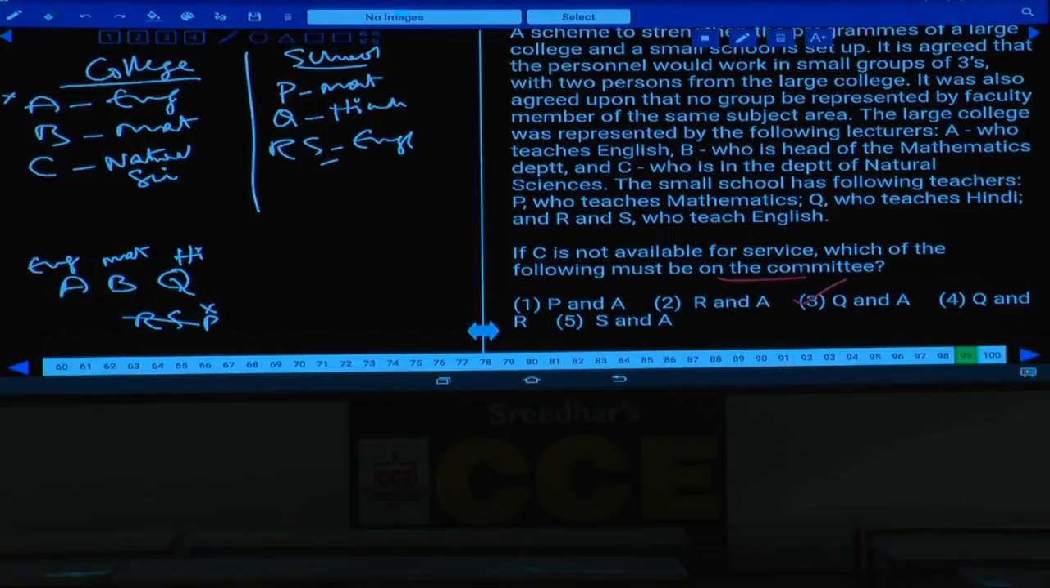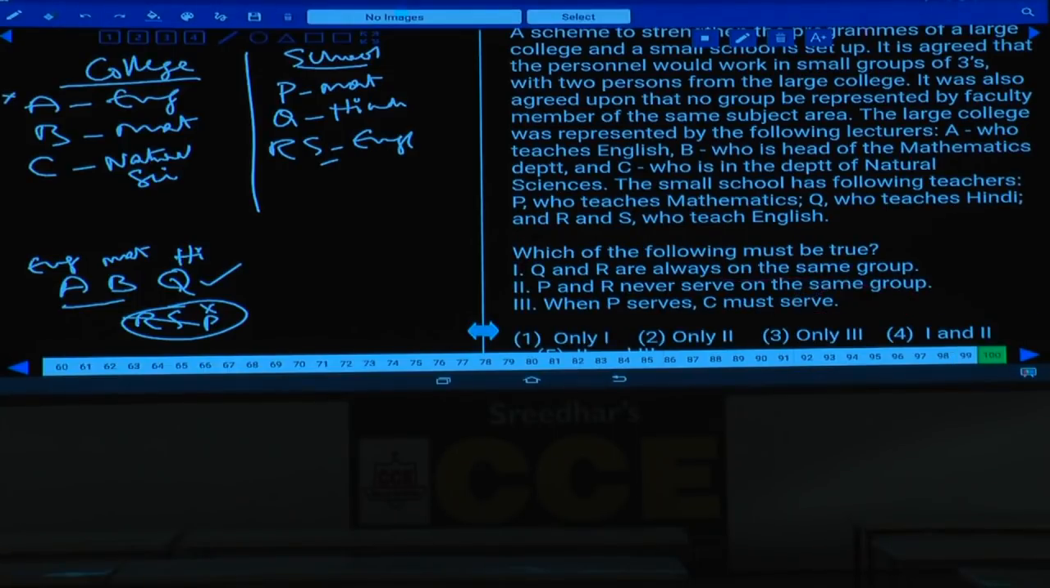Clear now? Now C is not there in that committee. As C is not there, A and B are there. If A and B are there, P, S and R cannot be there. Then Q must be there. Then what is the group? A, B and Q is the group. Now out of which, what is given? Q and A is given. Hence it must be under choice 3.